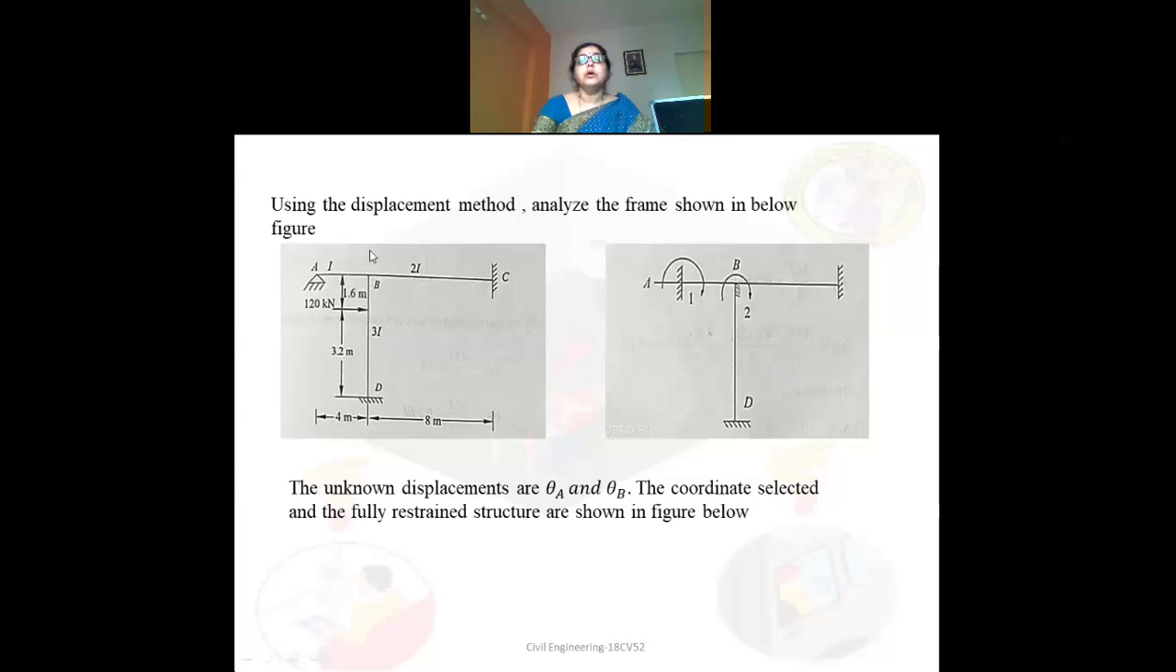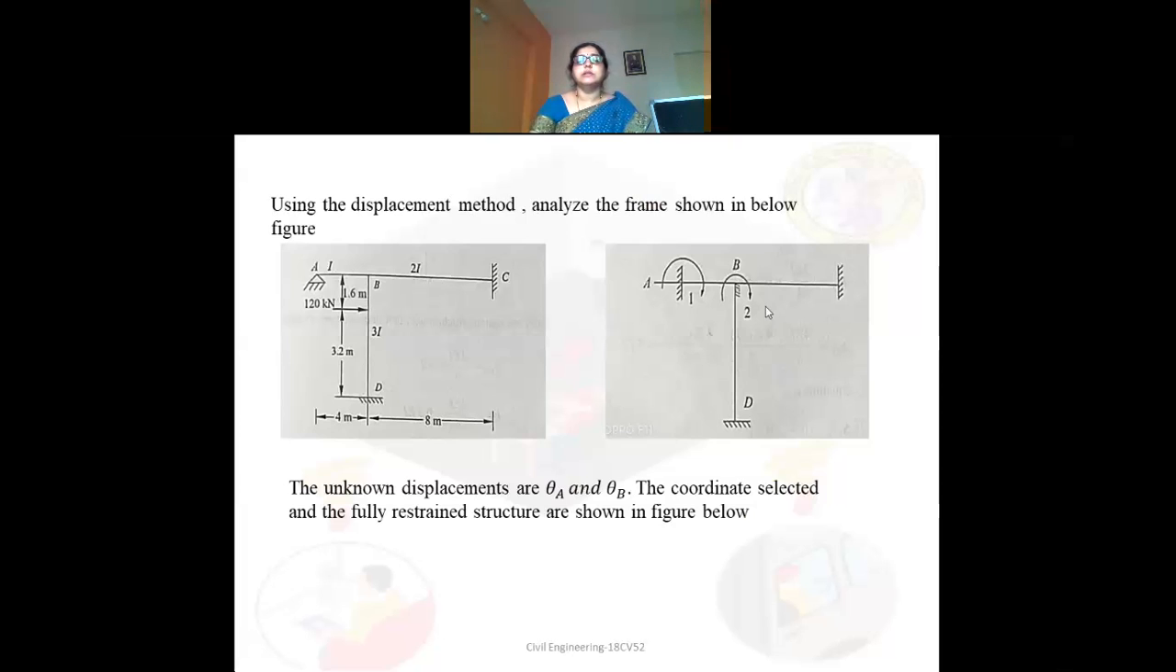Okay, so there is no translation at joint B, since there is a horizontal support. You have a support at A and C and also D, so there will be no translation. It is only rotation at support B. So we have 2 degrees of freedom, that is theta A and theta B. I'll mention it as coordinate 1 in the clockwise direction and coordinate 2 in the clockwise direction at supports A and B. Okay, so the unknown displacements are theta A and theta B.